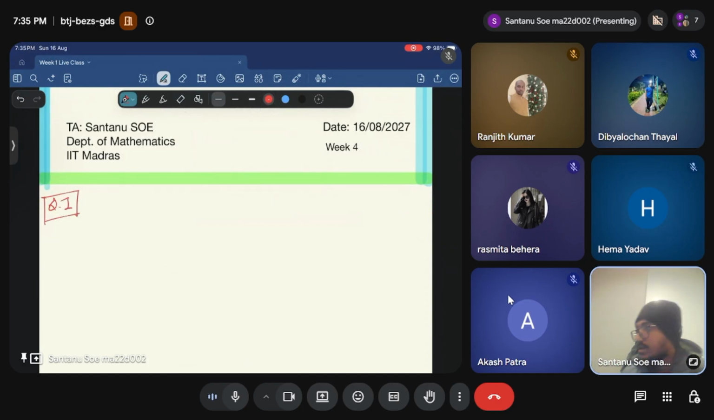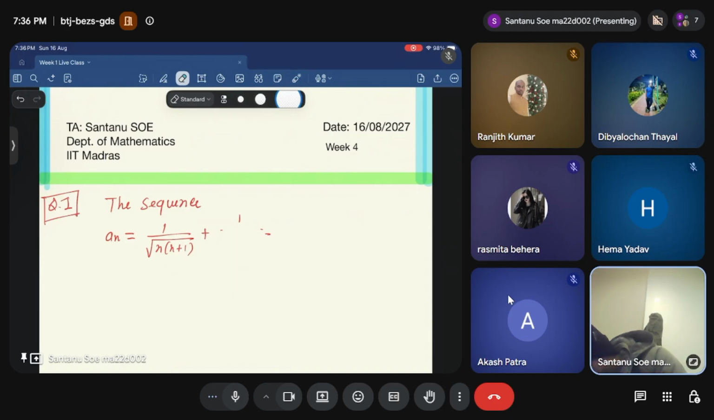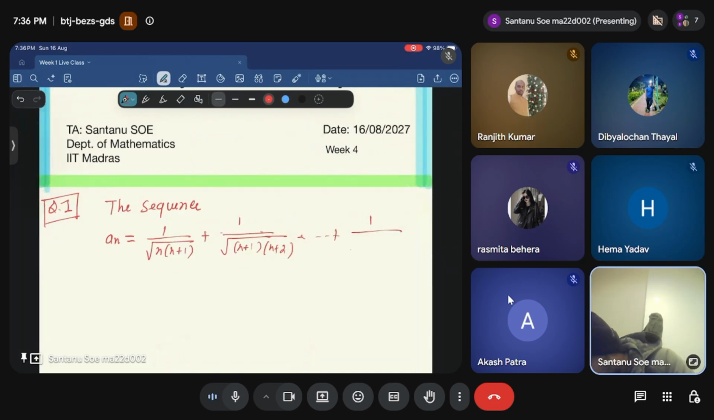So this is question number 1. The sequence a_n equals 1 divided by square root of n into (n plus 1), plus 1 divided by square root of (n plus 1) into (n plus 2), and so on, up to 1 divided by square root of (2n minus 1) into 2n.